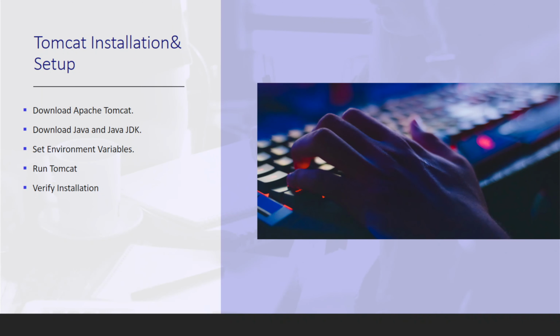We are going to select this 32-bit Windows Service Installer. It's an installer wizard for a simple installation. We are going to click on it, and it will download this particular setup of Apache Tomcat. Now our first step has been completed. We have downloaded the Apache Tomcat setup. Now the second step is to go and install the Java JDK and JRE.